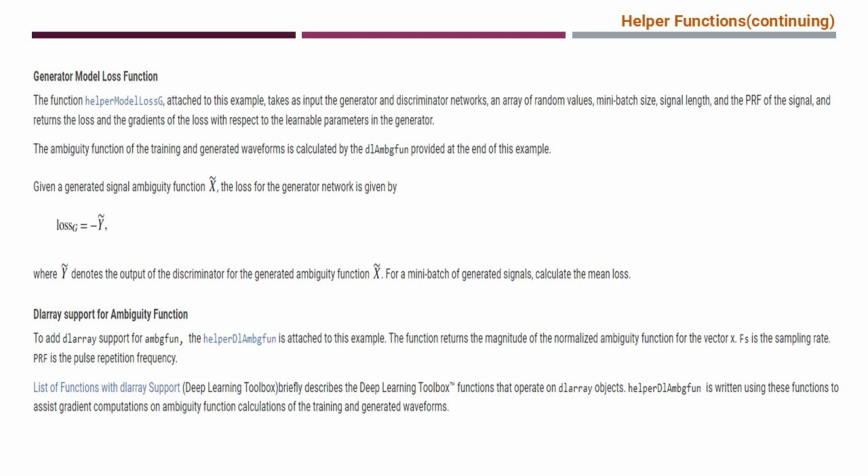DL array support for ambiguity function. Purpose: to enable gradient computations on the ambiguity function calculations, the helper DL-AMGFun function is used. Functionality: the function returns the magnitude of the normalized ambiguity function for a given vector, sampling rate, and PRF. Deep Learning Toolbox: the helper DL-AMGFun function utilizes deep learning toolbox functions that operate on DL array objects to support gradient computations. In essence, the helper model loss G function computes the loss for the generator network in the WGAN-GP model, leveraging the DL-AMBG fun function and deep learning toolbox for efficient gradient calculations.